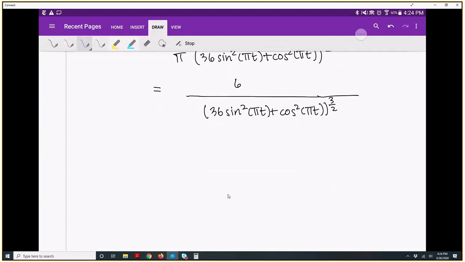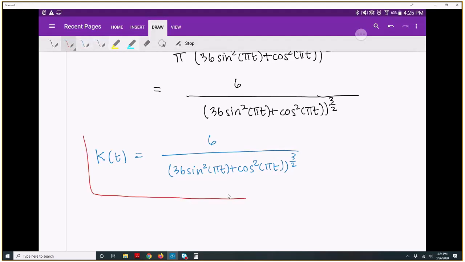So we finally get to say that for this problem, the curvature kappa of t is 6 over 36 sine squared of pi t plus cosine squared of pi t, whole to the power 3 over 2. And that answers the question.